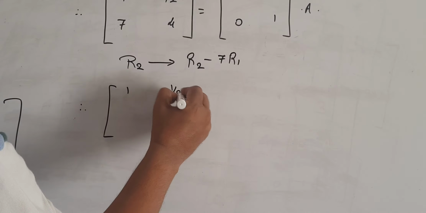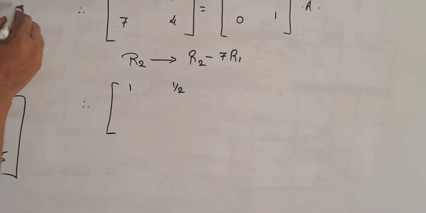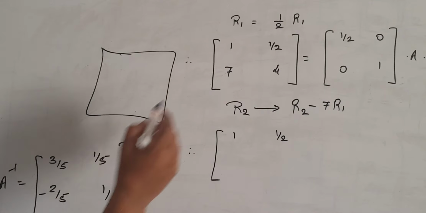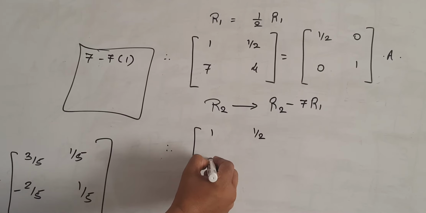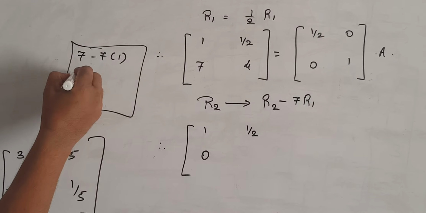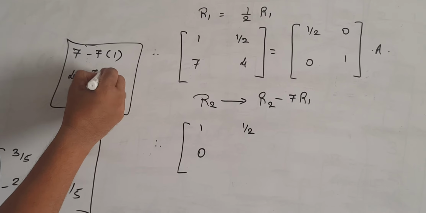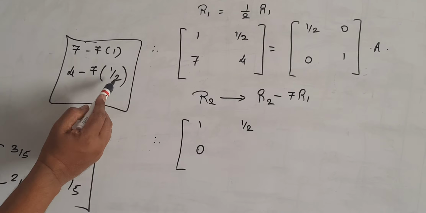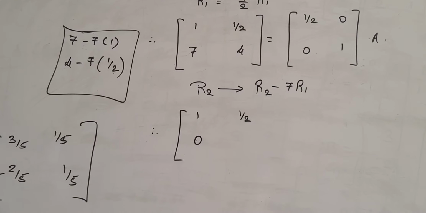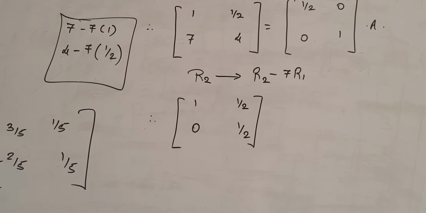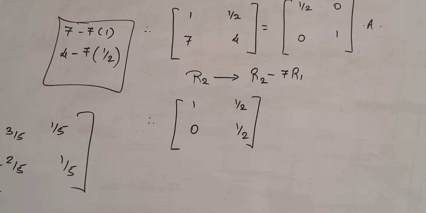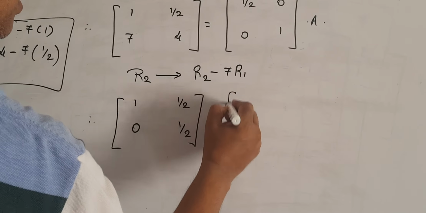1 half. अब जरा ध्यान से देखो यहाँ पे 7 minus 7 into 1, so that becomes 0. 4 minus 7 into what? 1 by 2. So 4 twos are 8, minus 7 is 1 by 2. So can I say? Is that okay? Now the same thing we apply here.